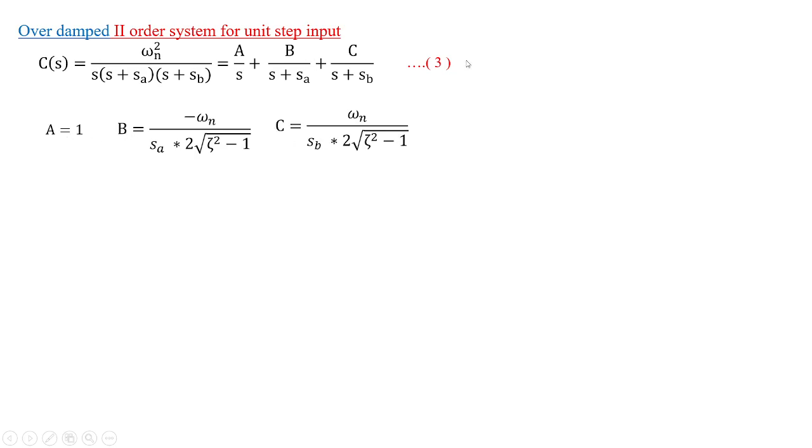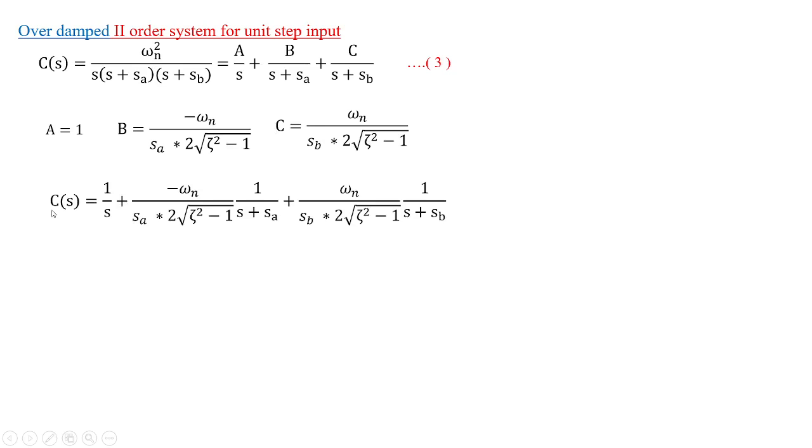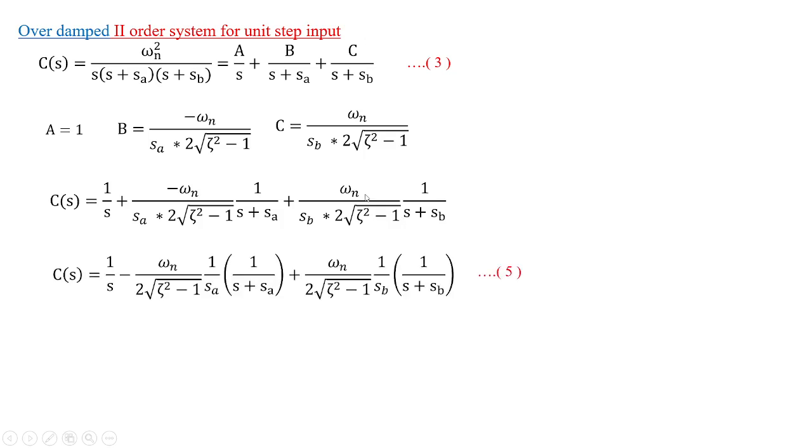With equations 4a, 4b and 4c, I have substituted the values of A, B, C in equation 3. I am going to get the function c of s equal to 1 by s plus minus omega n by sa into 2 times zeta square minus 1, with 1 by s plus sa, because in the original expression you can see s plus sa is there, and similarly you have s plus sb over here. Substitute the value of C.